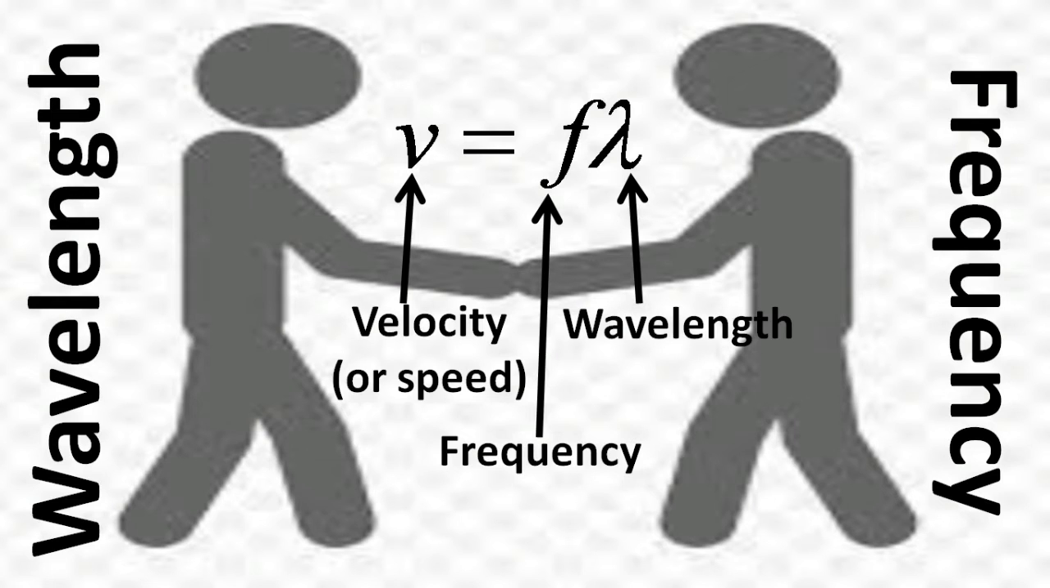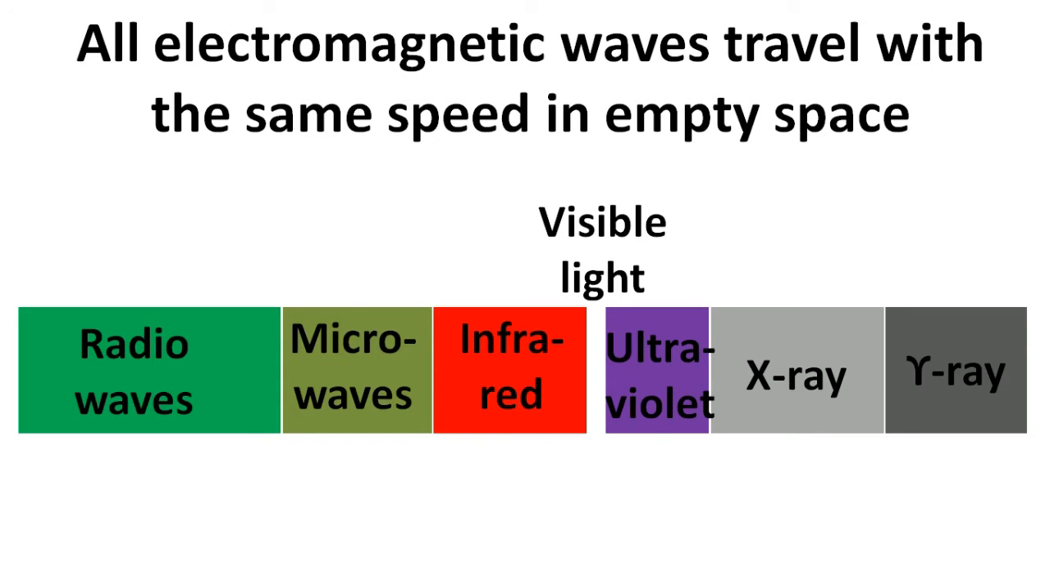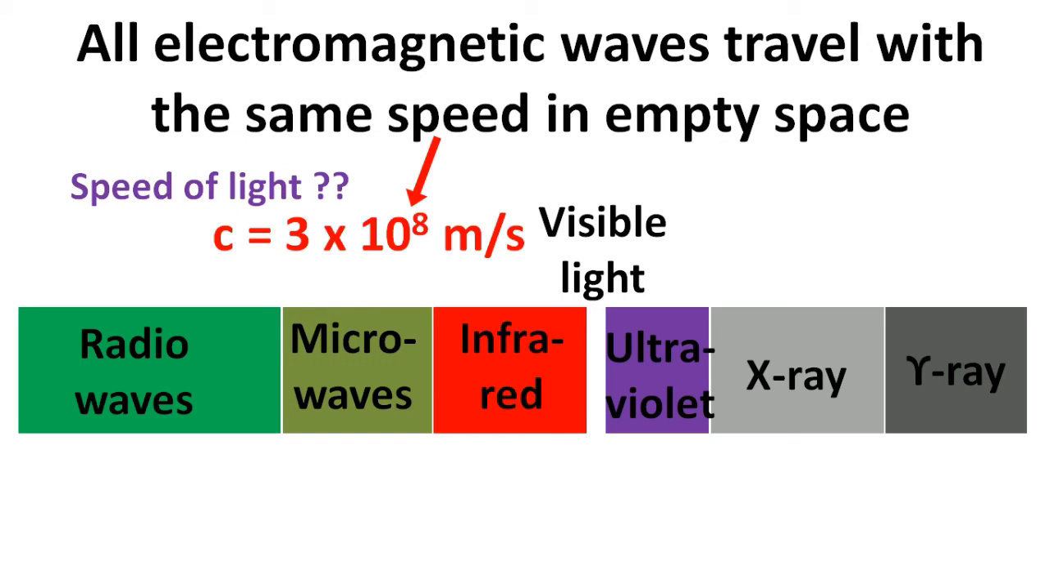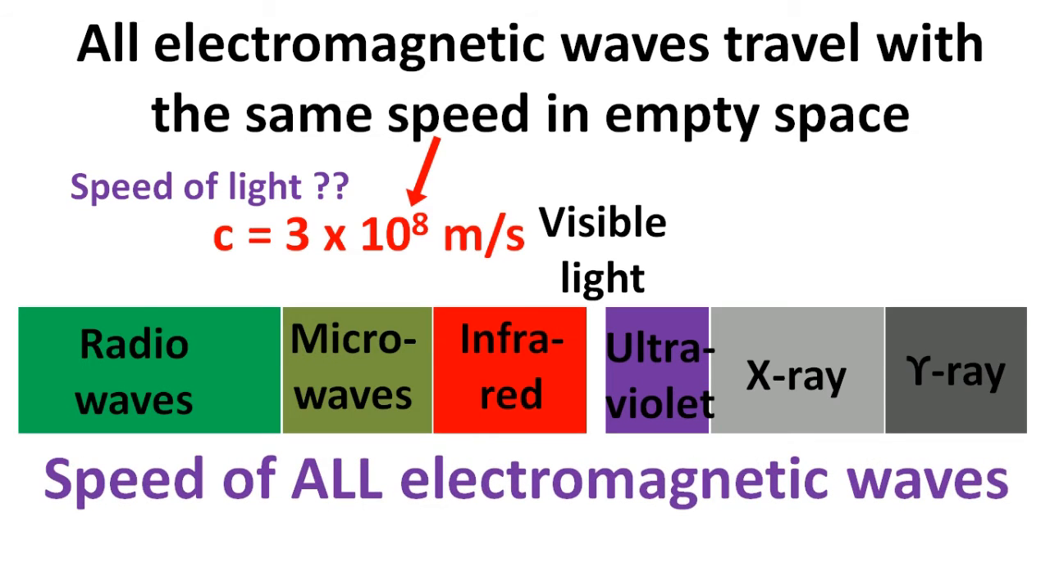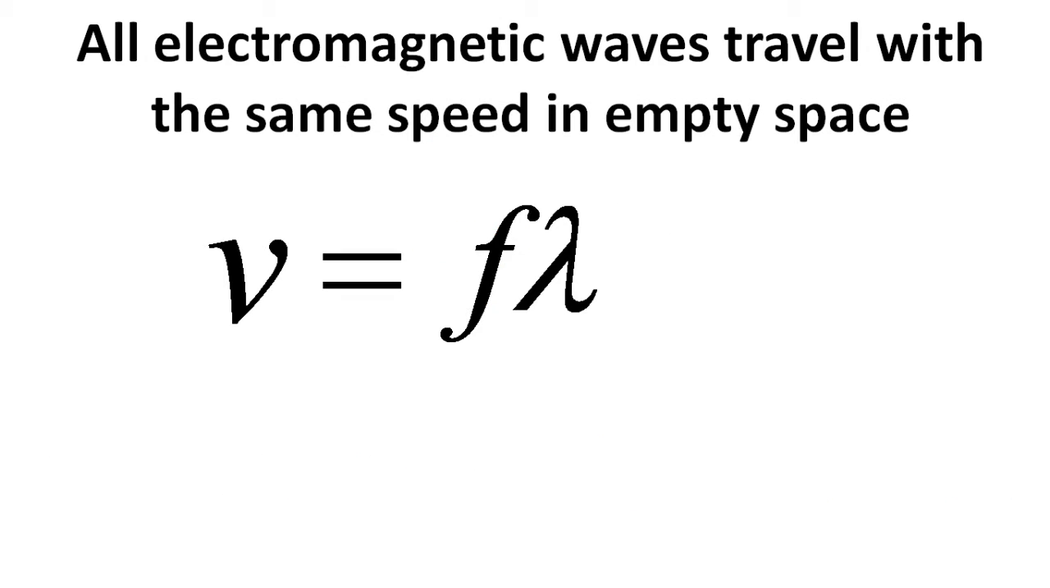Great. Something interesting is that all electromagnetic waves travel with the same speed in empty space. The value of this speed is about 3 times 10 raised to power 8 meters per second. Wow! Sensei, I know that value as the speed of light. Yes, you are right. It is the speed of light, but it's also the speed of all other electromagnetic waves, whether light, radio, microwave, X-ray, gamma ray, and so on. Oh, I get it. All electromagnetic waves have the same speed in vacuum or empty space.